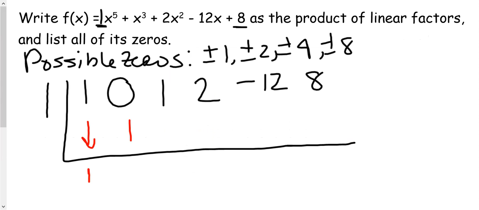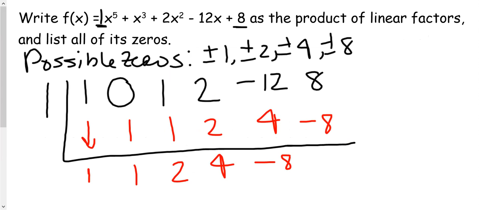So 0 plus 1 is 1. 1 times 1 is 1. 1 plus 1 is 2. 2 times 1 is 2. 2 plus 2 is 4. 1 times 4 is 4. Watch your signs here. -12 plus 4 is -8. 1 times -8 is -8. And 8 plus -8 is 0.